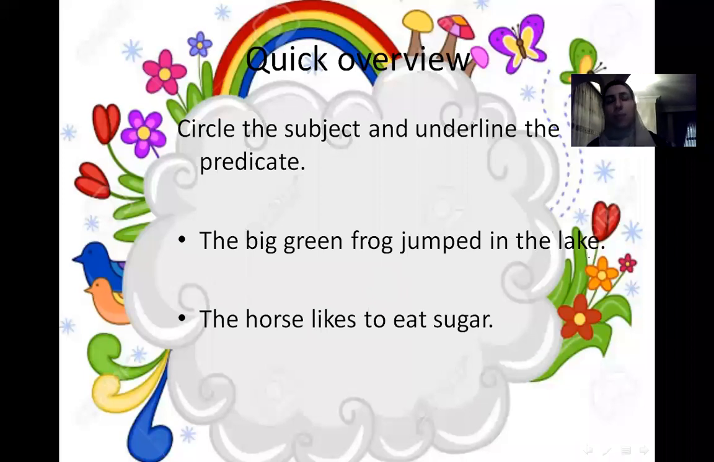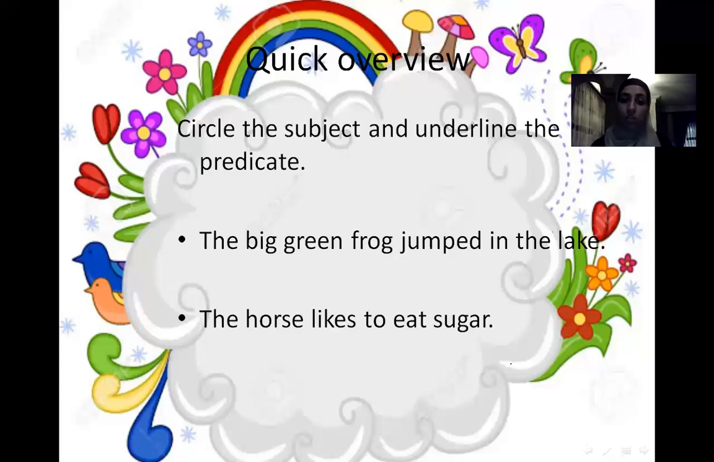Remember the song about subjects and predicates? What's a subject and what's a predicate? The subject tells who or what, who or what, who or what. The subject tells who or what does something. The predicate tells what they did. What they did, what they did. The predicate tells what they did or what they are.